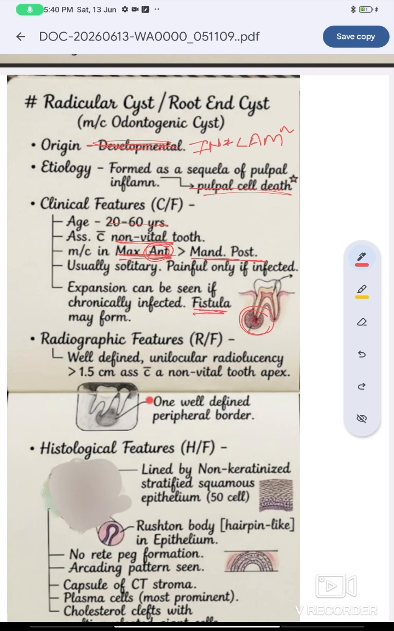Radiographically, there are two things: one is granuloma and one is cyst. The difference between granuloma and cyst radiographically is that granuloma has size less than 1.5 centimeter and also it does not have a corticated border. But the border criterion is not universally true, because if the cyst becomes infected, it will lose its corticated border. So radicular cyst: unilocular radiolucency greater than 1.5 centimeter associated with non-vital tooth, peripheral corticated border unless infected.